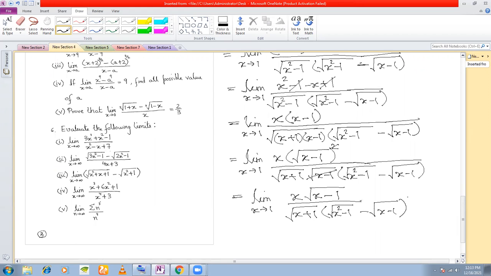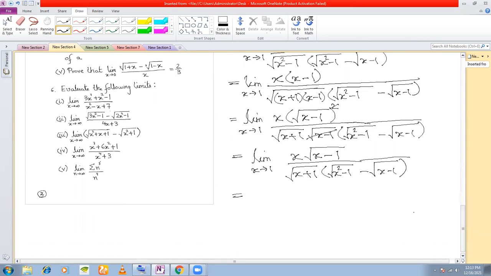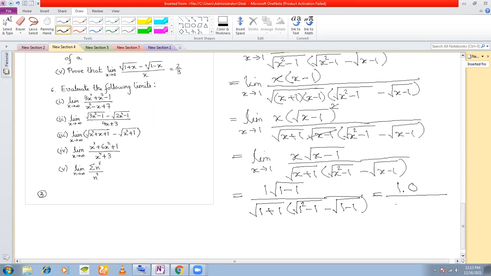Now, if you see, denominator is non-zero. If you put x is equal to 1 here, you're getting denominator as non-zero. So let us put x is equal to 1 in the numerator and denominator. So you get 1 into root 1 minus 1 divided by 1 plus 1 into root 1 square minus 1 minus root 1 minus 1. So what you're getting is 1 into 0 divided by all this, root 2 into 0 minus 0.